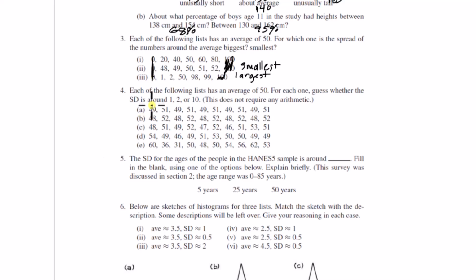So in this first list, 1, 1, 1, 1, all 1 unit away from 50. I'm not going to put -1, like 49, I'll put maybe -1, 51, +1, because we know the average is 50. And so since we know the average is 50, we're just looking at how large the spread is.